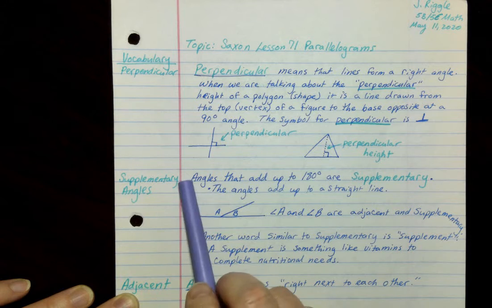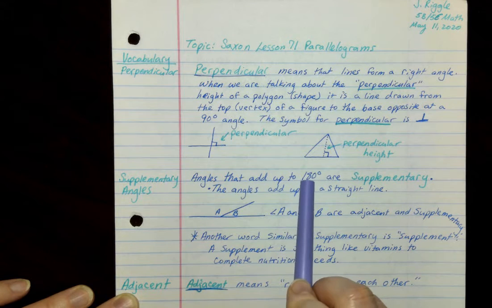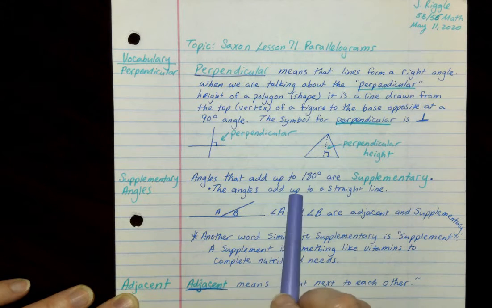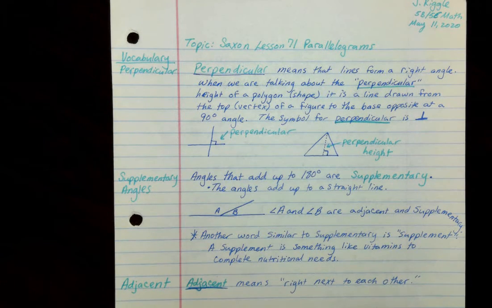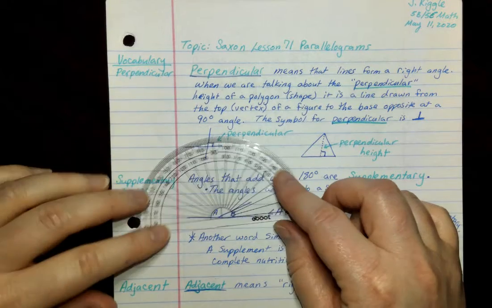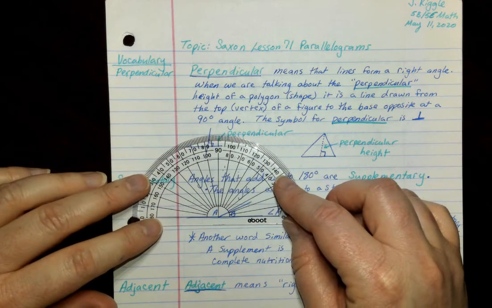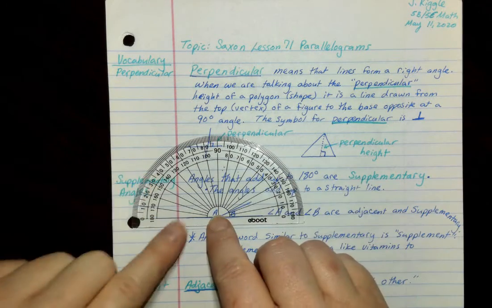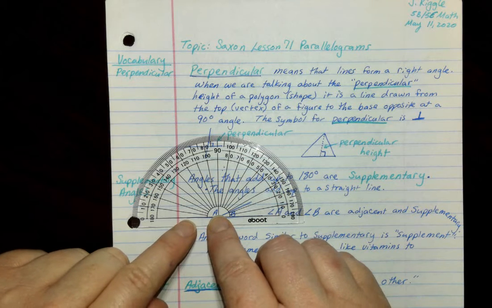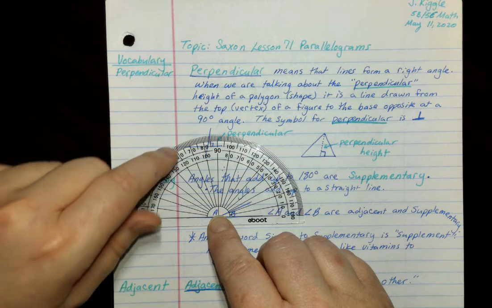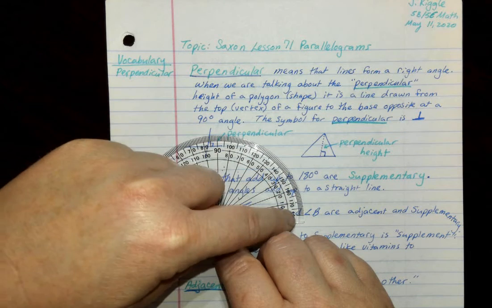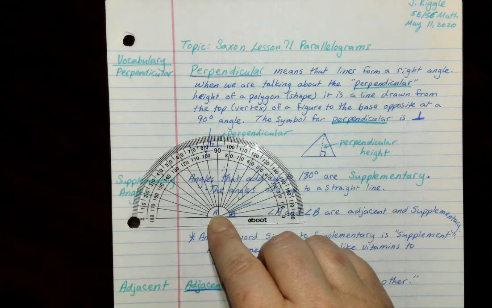Supplementary angles. Those are angles that add up to 180 degrees, or the angles add up to a straight line. So if I take a protractor on this straight line right here, right about the middle, then if I were to measure from here, the beginning of my angle straight line, and count it all the way around to where it ends, I'm going to get 180 degrees.